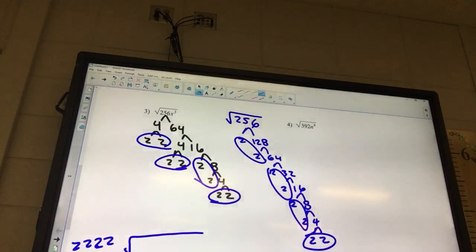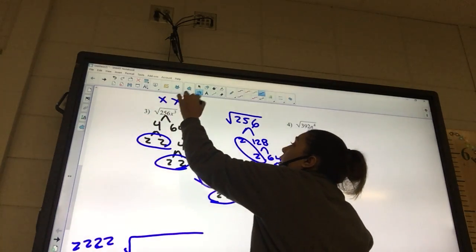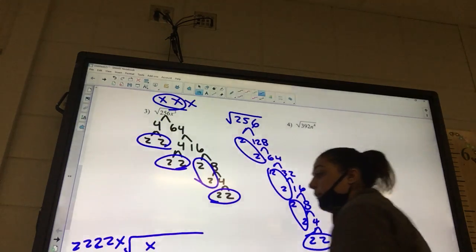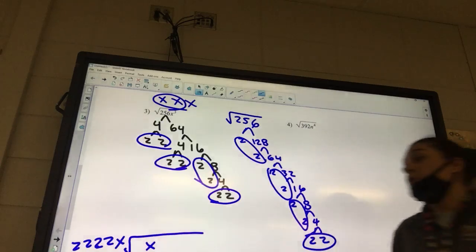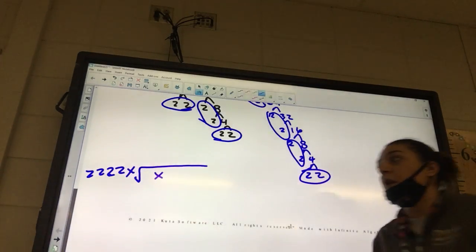Okay. What about the X's? How many of them can go to the mall? One group of them. Okay, so I have an X and an X. Okay, do we leave it like this? 2, 2, 2, 2, 2X? What do we do? We gotta multiply them all.